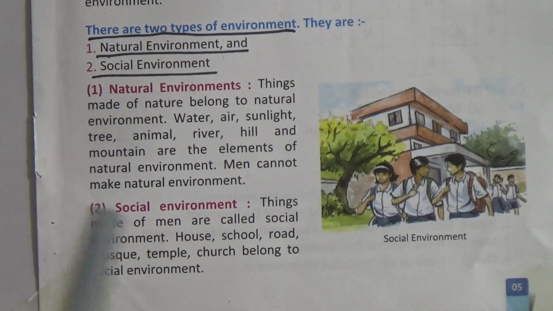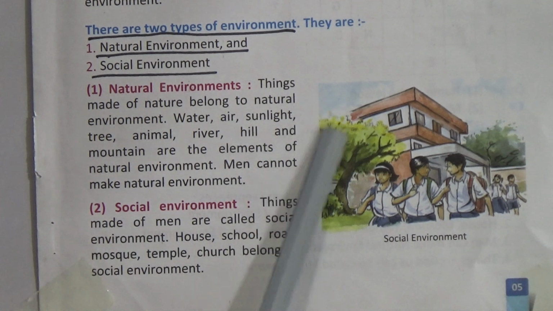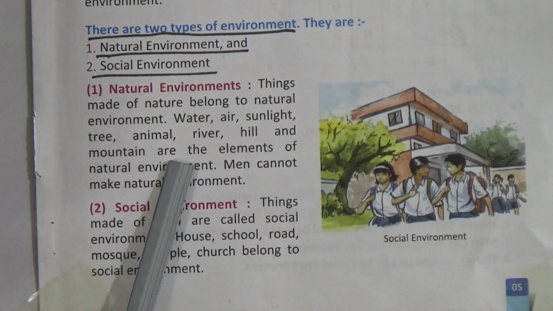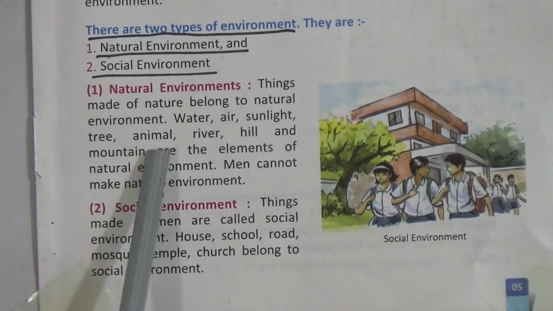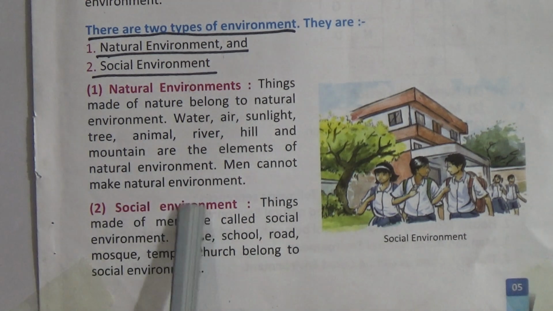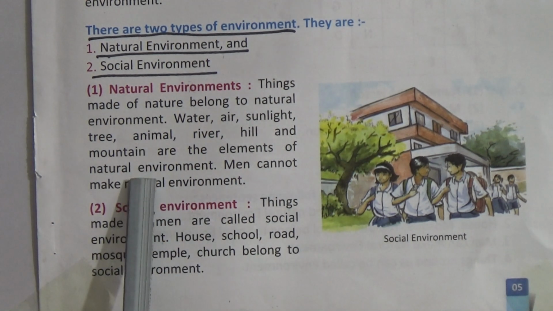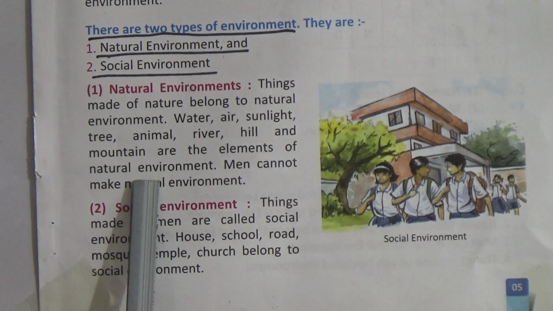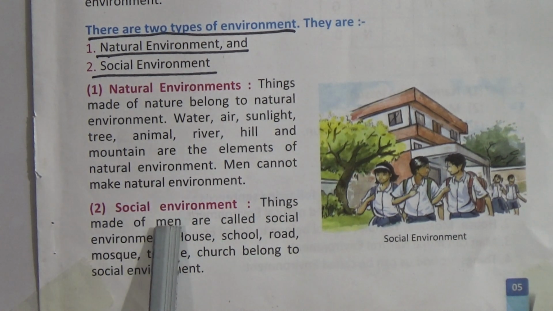In the natural environment, we cannot make trees, hills, mountain, air. So what have we learned from these discussions? There are two types of environment, natural and social environment. Natural environments are those things we cannot make, created by nature. And the things made by men, people, are called social environment.